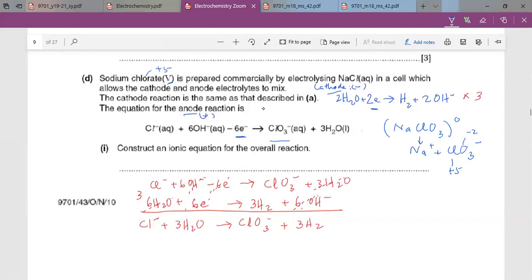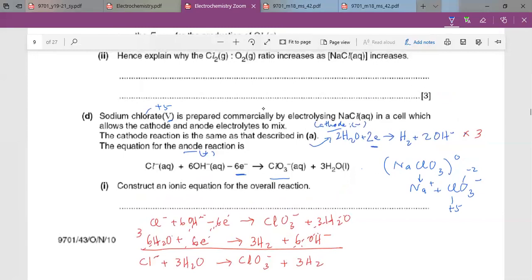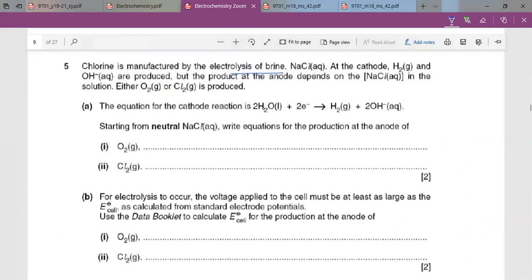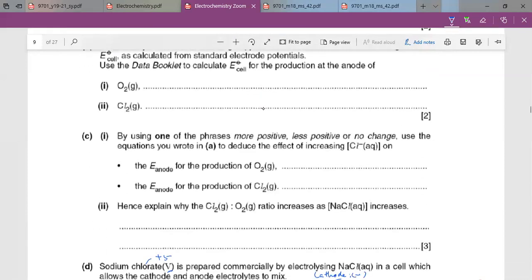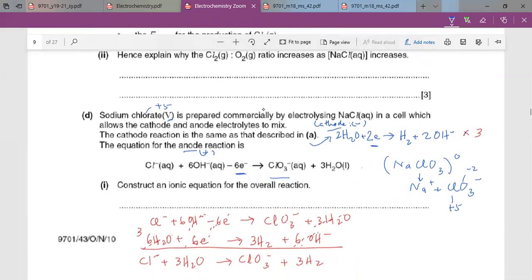It's prepared commercially by electrolyzing sodium chloride in a cell, which allows the cathode and anode electrodes to be mixed. The cathode reaction is the same as here. Remember, 2H2O plus 2 electrons gives you H2 and OH-. This is of course reduction, happening at your cathode. I put it down here so you can easily see that.